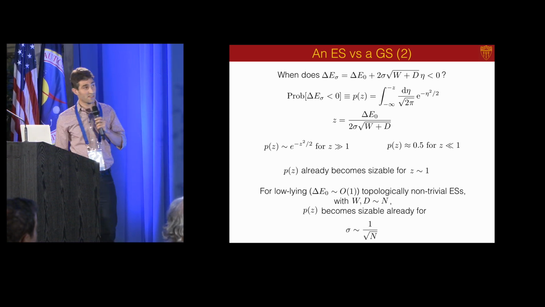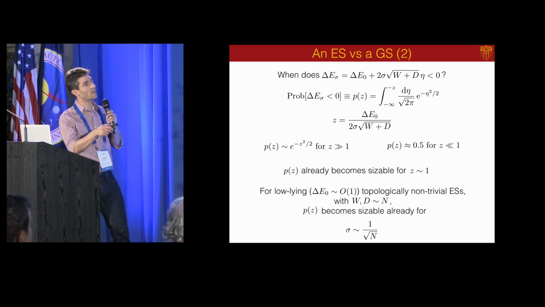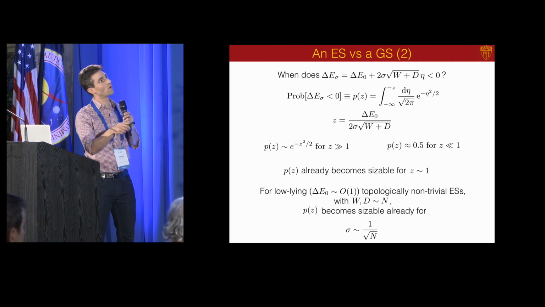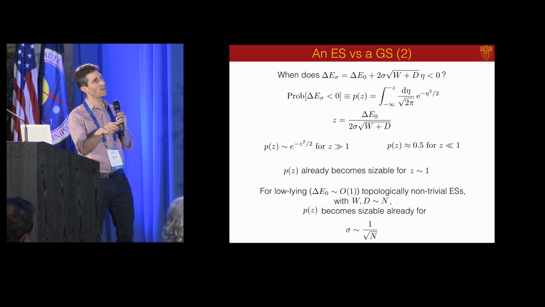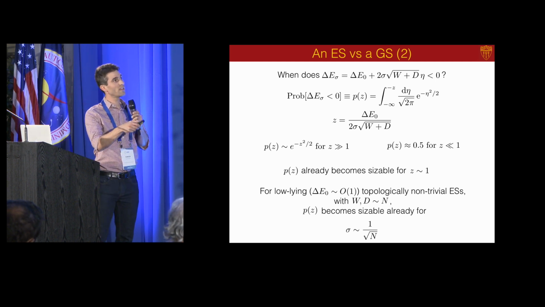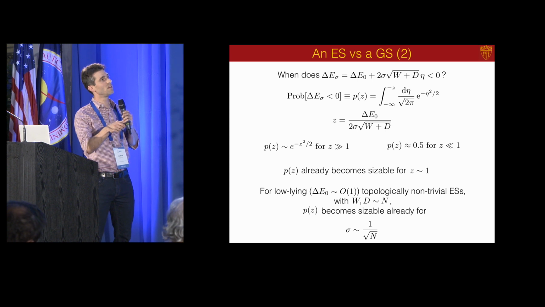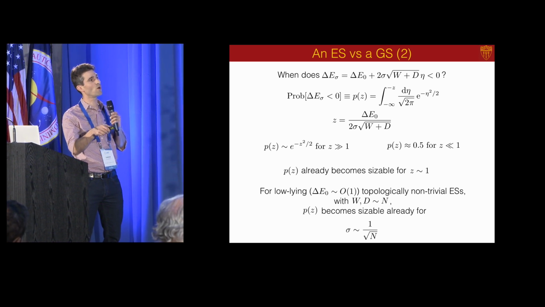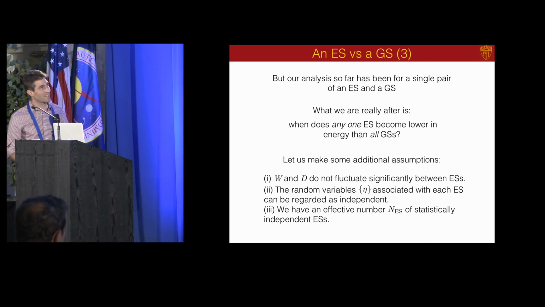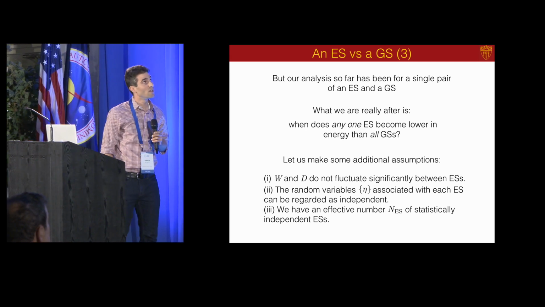So what does this mean? It means that if you consider, for example, low-lying excited states, so excited states that have a delta E that's order 1, and what we call topologically non-trivial, meaning they're separated from the ground state by a Hamming distance and a mass that's order n, and so there's a large energy barrier between them, then you find that P of z becomes sizable already when the noise is going as 1/√n. But this is not exactly what we were after, right?